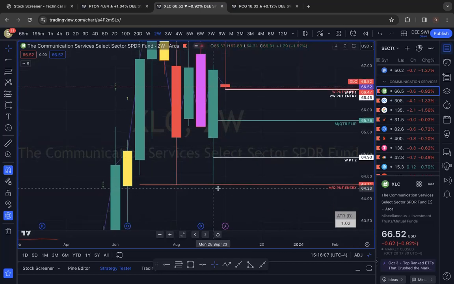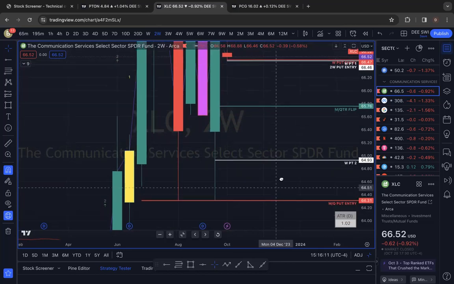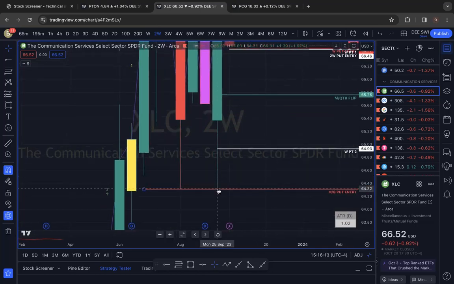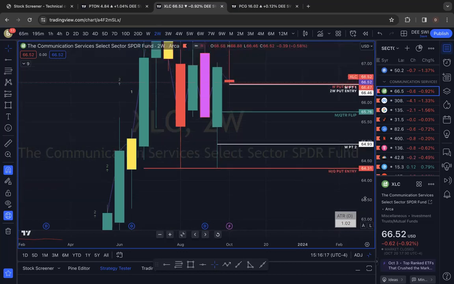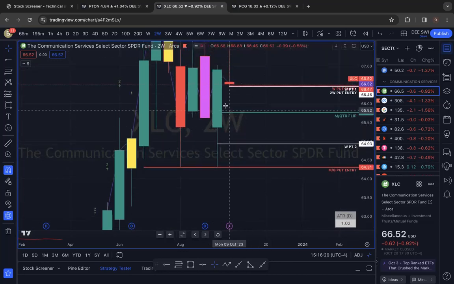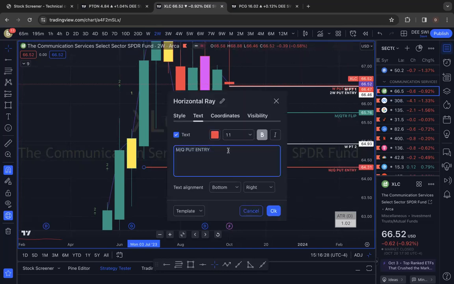So that means our price target would be down here. And it looks like this low is 64.31. So the price target for the 2-week is also the month and the quarter's put entry. So I'm also going to add that. That is the 2-week price target.